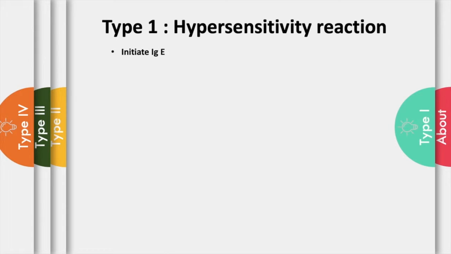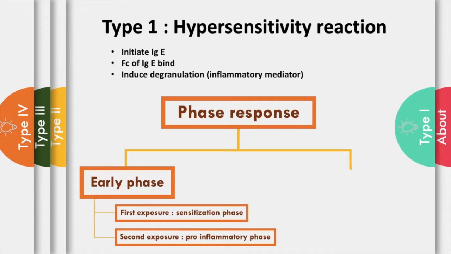Type 1 hypersensitivity reactions are initiated by IgE and multivalent antigen. IgE will bind to Fc receptors on the surface of mast cells, basophils, and eosinophils, cross-linked by allergen, resulting in rapid cellular degranulation and release of inflammatory mediators. The early phase of a type 1 hypersensitivity reaction can occur within minutes of allergen exposure. The reaction can be localized or systemic.